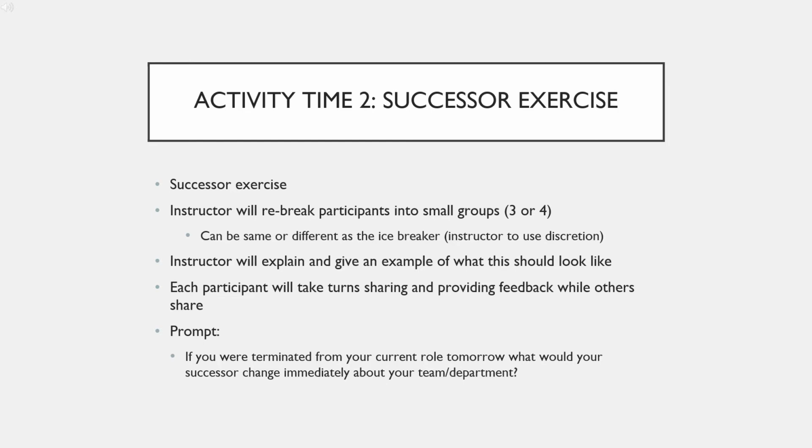The prompt is simple. If you were ousted by your organization today, what would your replacement or successor change in your organization or team immediately? Some things to think about when you're going through this exercise. Why do you think they would change that procedure or task? Do you agree that those items need to be changed or revisited? And then how can you improve your team or organization based off the conversation you have with your group and the feedback they're giving you?